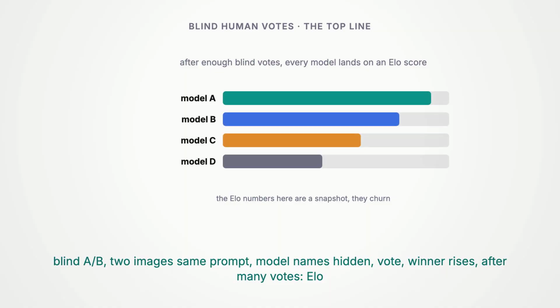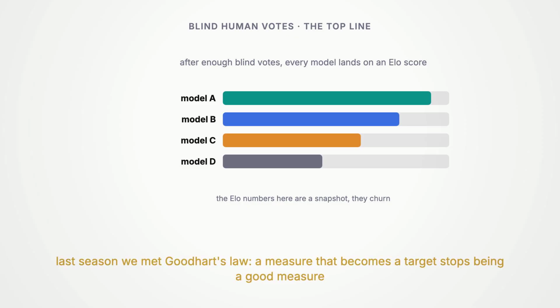If this sounds familiar, it should. Last season, when we asked whether language model benchmarks lie, we met a law called Goodhart's, that the moment a measure becomes a target, it stops being a good measure. Same law, new medium. So even this gold standard has to be read carefully.